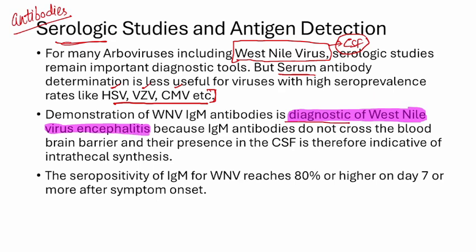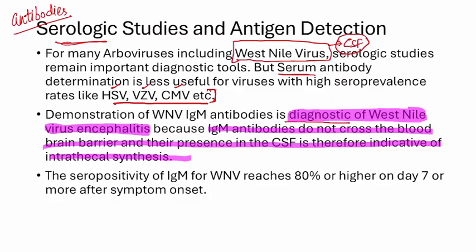Why? Because IgM antibodies do not cross the blood-brain barrier, and their presence in the CSF is therefore indicative of intrathecal synthesis, right? You must remember this.